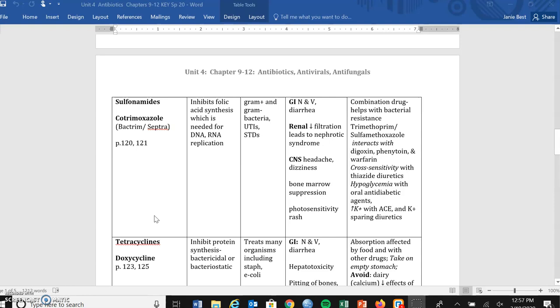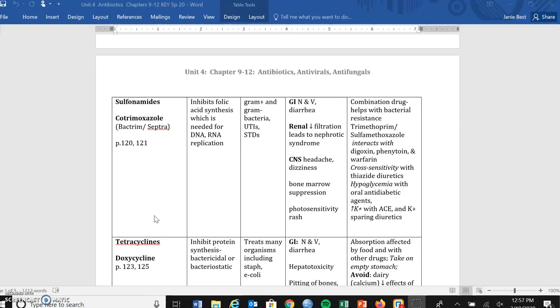In the sulfonamide class, cotrimoxazole is given to patients with gram-positive and gram-negative bacteria, particularly urinary tract infections and sexually transmitted diseases. In the renal category of adverse effects, decreasing filtration leads to nephrotic syndrome, which is a serious renal condition for patients, and inhibits their ability to filter proteins and electrolytes.